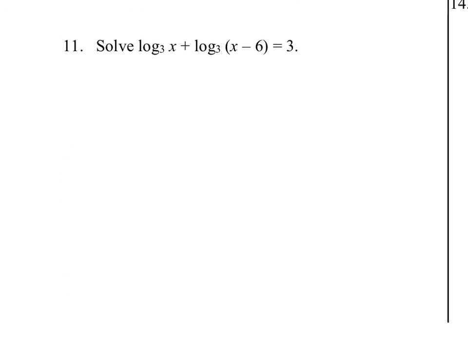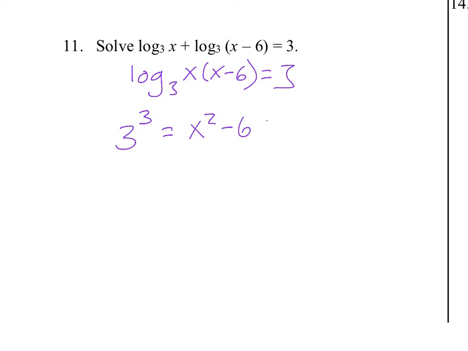All right, number 11. Again, we've got to condense. So we have log base 3 of x times x minus 6 equals 3. Now we do our definition. Since I have log on only one side, definition: base to the outie equals the innie. This is 27, so I subtract that.